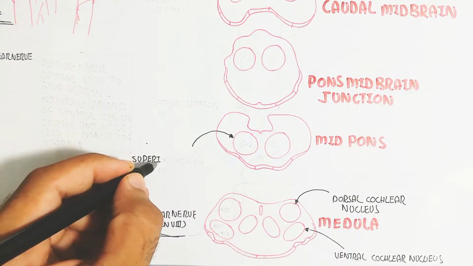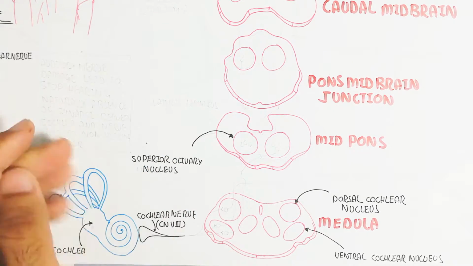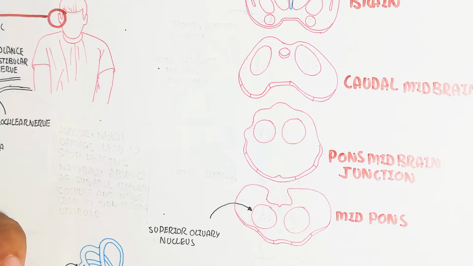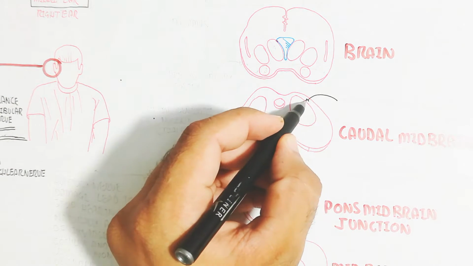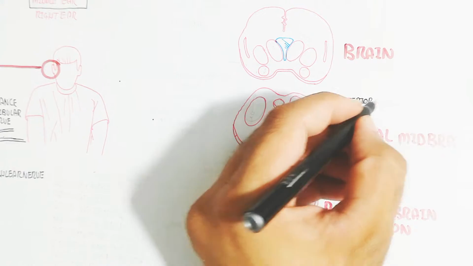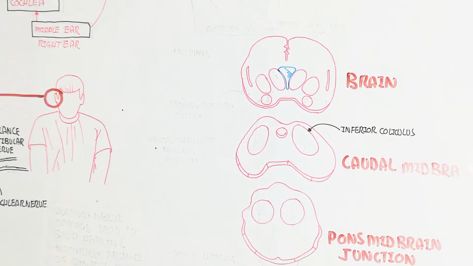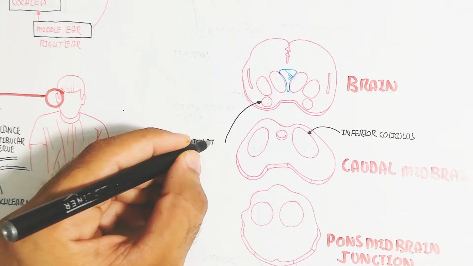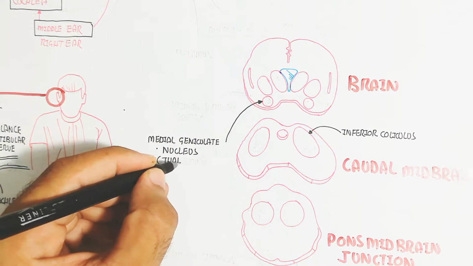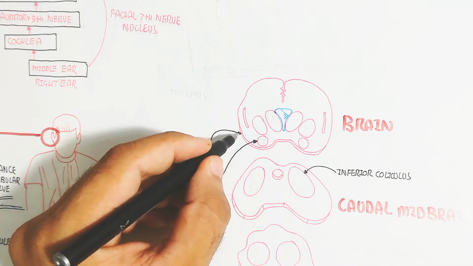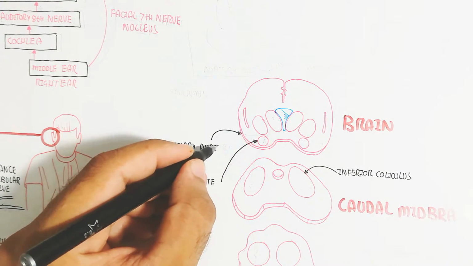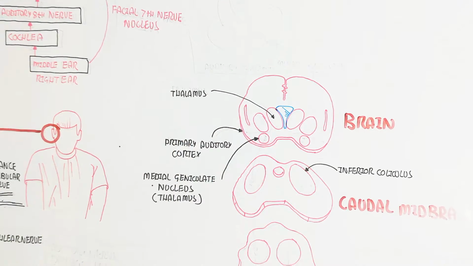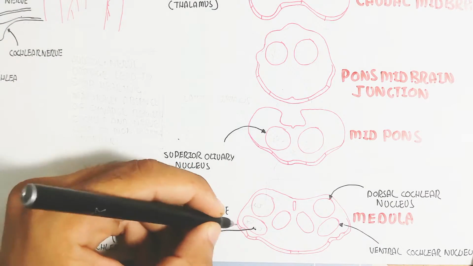This is the superior olivary nucleus, which is also involved. Remember the trapezoid body, the ventral acoustic stria, while on the other hand this is the inferior colliculus of the caudal midbrain part, while this is the medial geniculate nucleus of the thalamus, and this is the primary auditory cortex in the brain. This is the higher brain cortex, and this is the thalamus, remember the auditory thalamus.